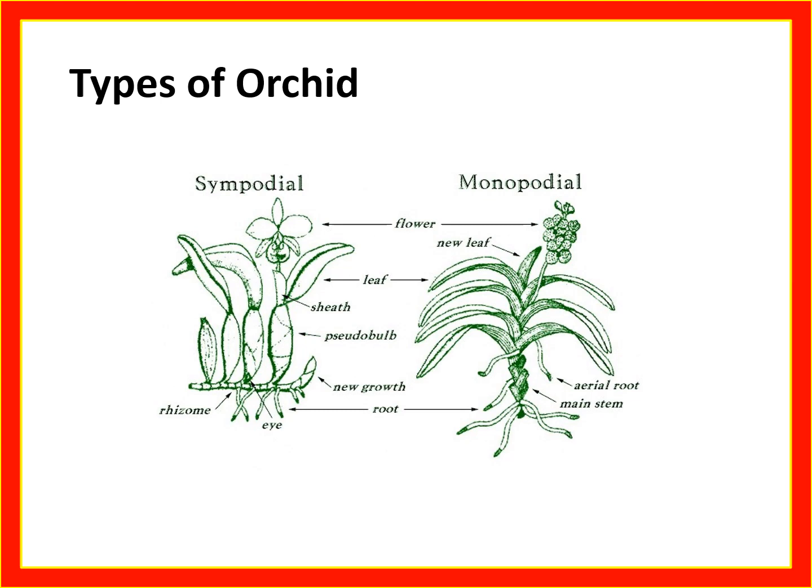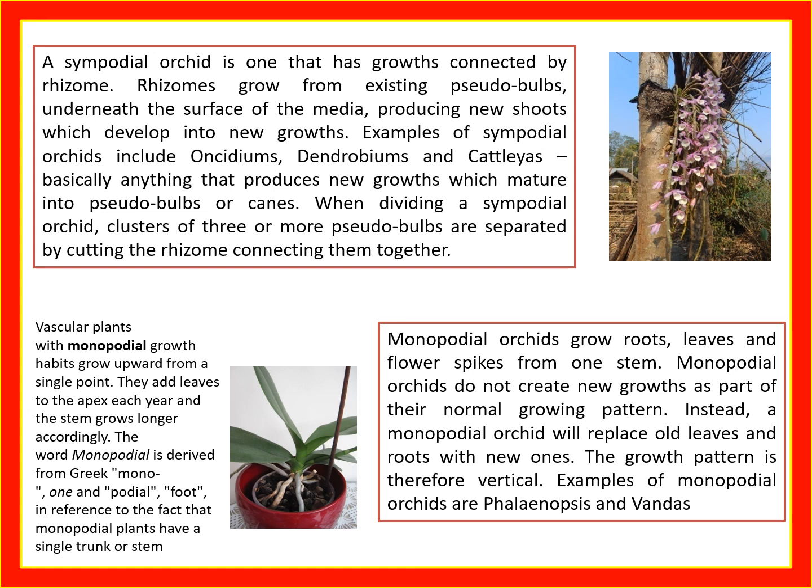Types of orchid: there are two types, sympodial and monopodial. A sympodial orchid is one that has growth connected by a rhizome. The rhizome grows from an existing pseudobulb underneath the surface of the media, producing new shoots which develop into new growth. Examples of sympodial orchids include Oncidium, Dendrobium, and Cattleya. Basically, anything that produces new growth which matures into a pseudobulb or cane. When dividing a sympodial orchid, clusters of these pseudobulbs are separated by cutting the rhizome connecting them together.